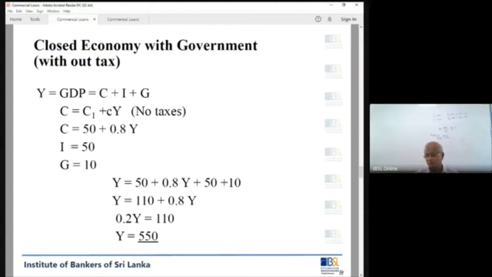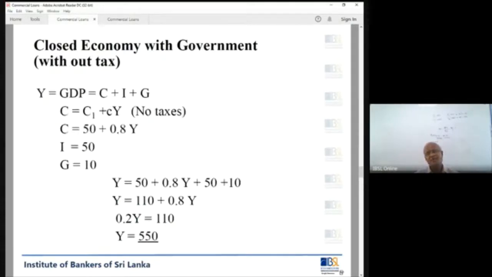In the very first model, without the government and without taxes, remember, Y was 500. Now when government comes in as another player, government also generates economic activities in the economy. So the value of the goods and services produced in the economy in that particular year is 550. Government is a new player. Understand? Okay.